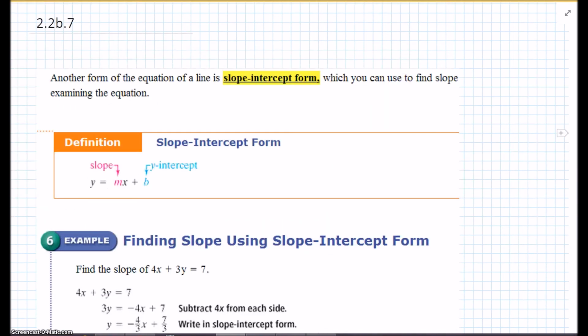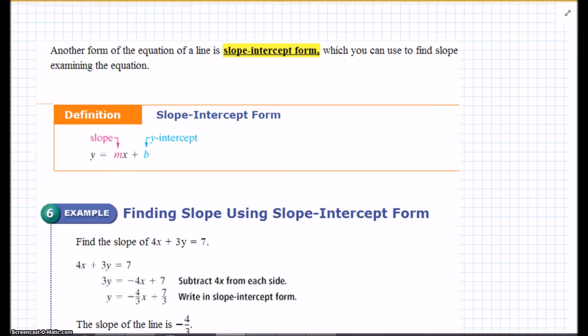Next example. Another form of equation is slope-intercept form. This is what we learned earlier in Algebra 1, which you can use to find the slope by examining the equation. So it's y equals mx plus b, where m equals the slope and b equals the y-intercept.